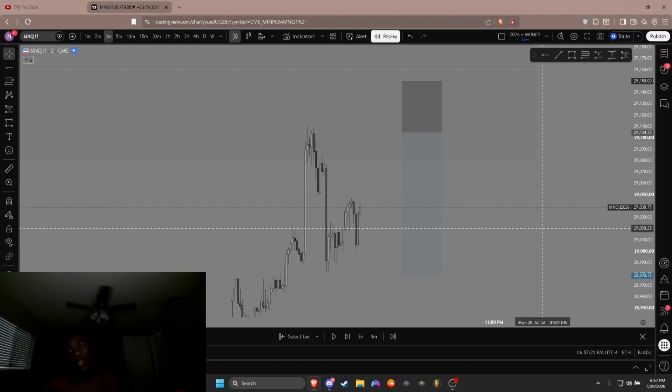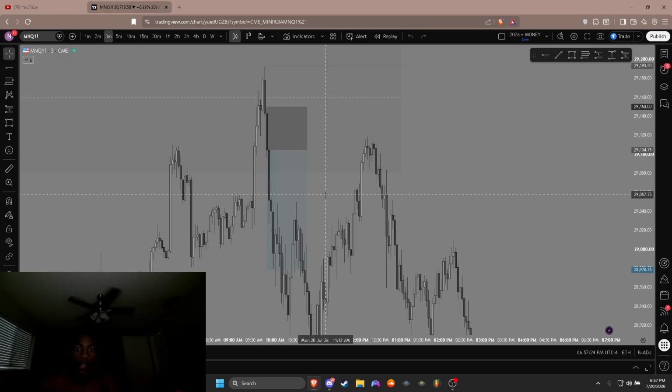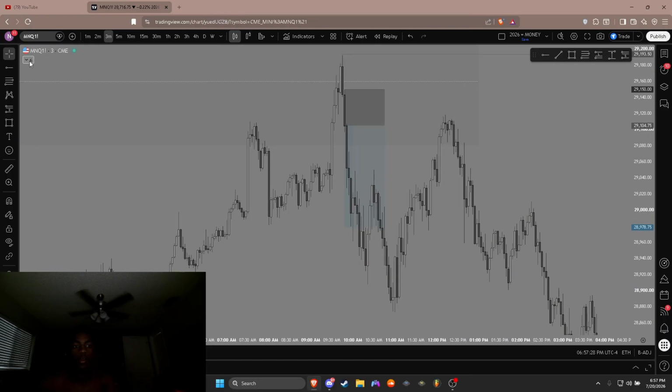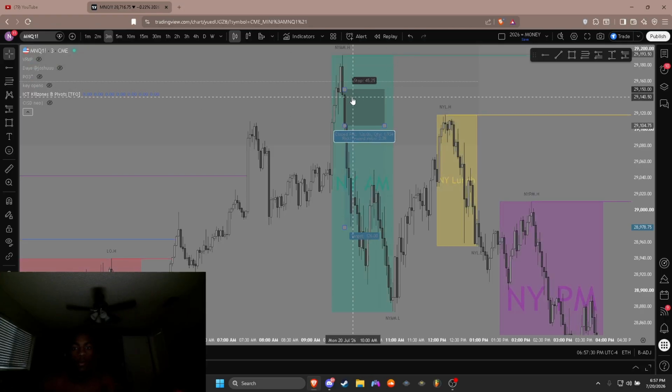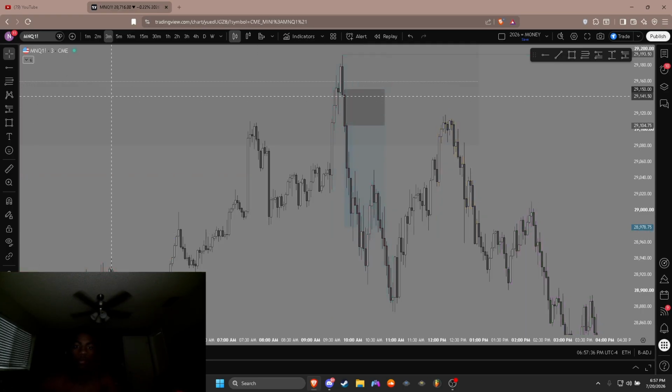Yo, what's up? It's July 20th, 2026, and I'm going to be breaking down this trade right here that I took. I'll put the execution on the screen. This trade I took during the 10 a.m. open. Literally, it was near the 10 a.m. open, but relatively close to the 10 a.m. open. Let me break it down.